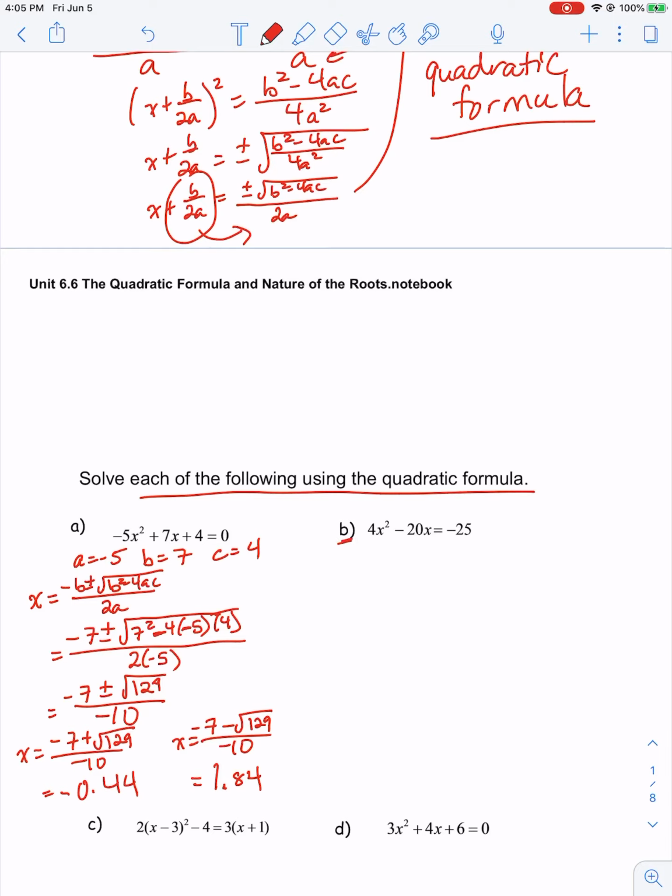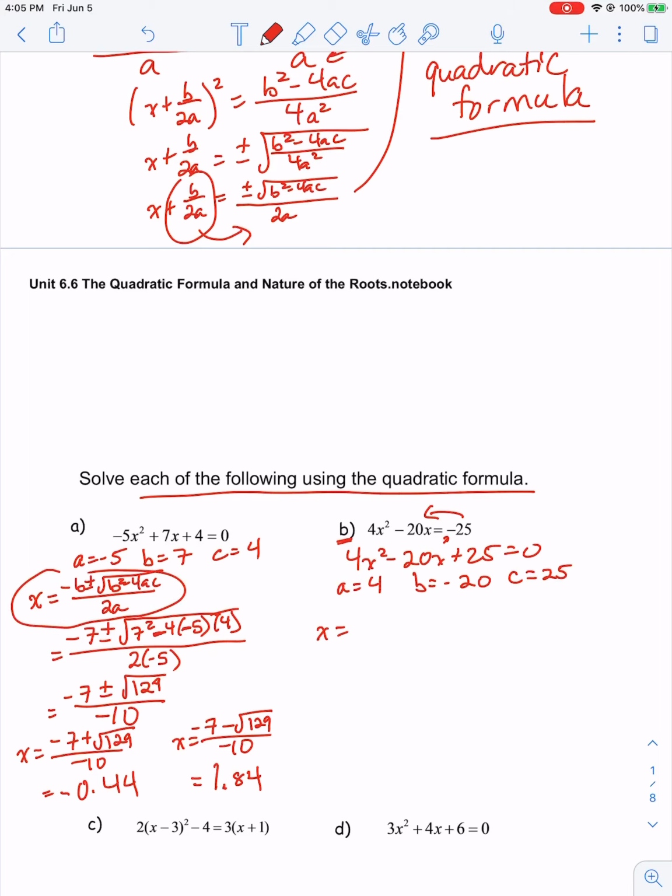So for part B, you cannot use the quadratic formula unless the whole thing equals 0. So that 25 has got to come over to the other side. So we got 4x squared minus 20x plus 25 equals 0. So A equals 4, B equals -20, C equals +25. It doesn't equal -25 like it is in the original question. So x equals, we already have it written over here, I'm not going to write it down again.